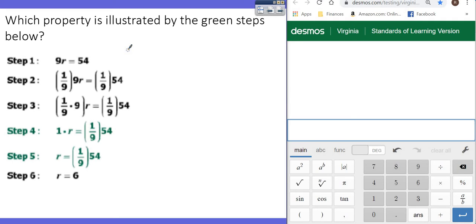All right, guys, I know that a lot of you don't like properties, and as soon as you see a problem like this, you say, I don't know what to do. Let me guess. Well, don't guess. Let me teach you how to walk through it and figure it out, okay?